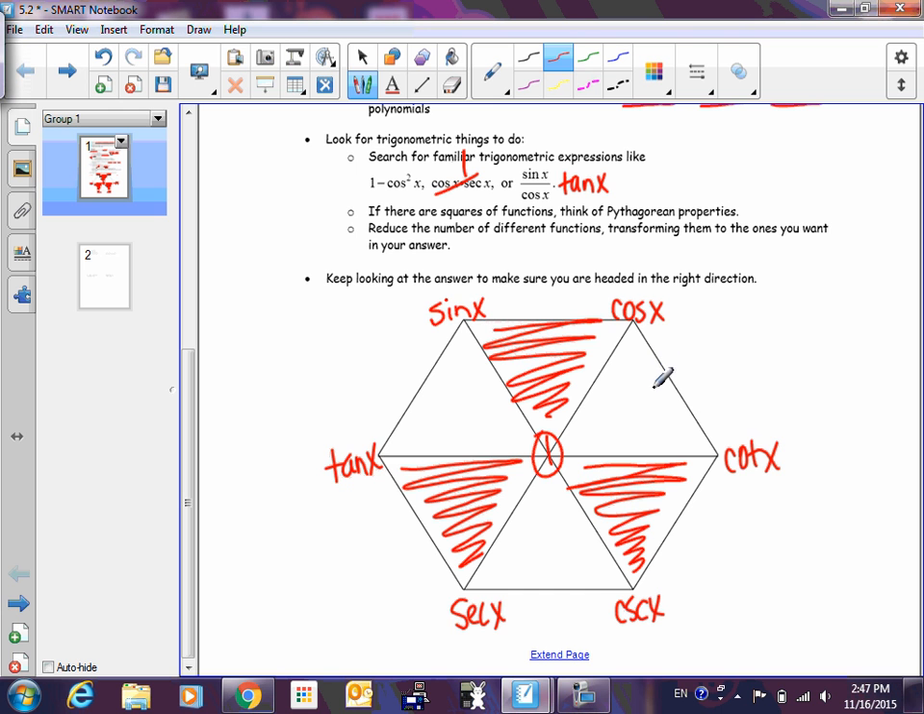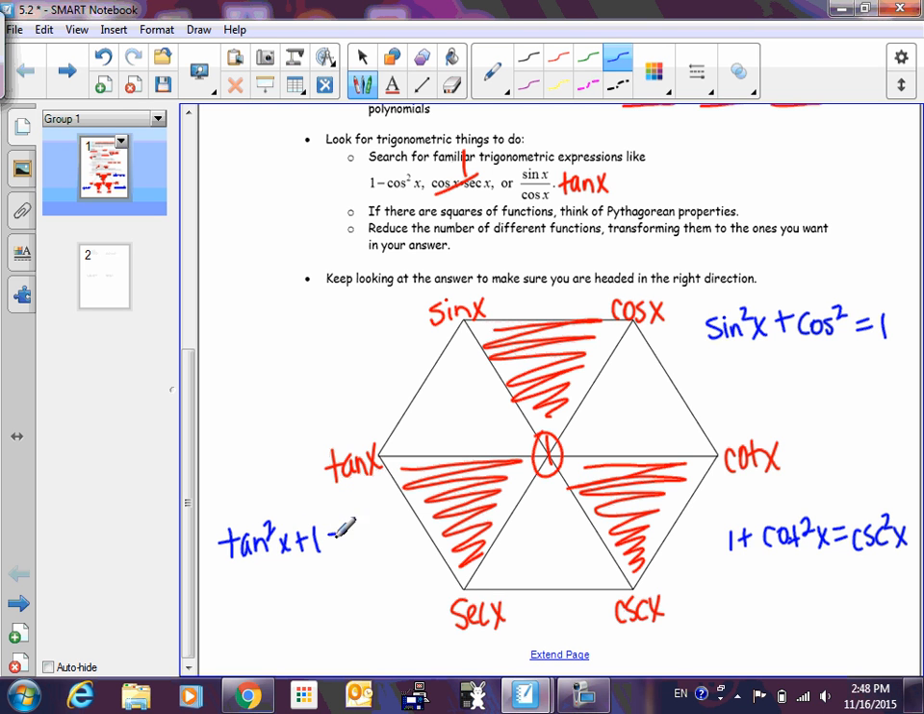The shading is to help you know the Pythagorean identities. So sine squared plus cosine squared equals 1. That's one of the Pythagorean identities. Down here, 1 plus cotangent squared equals the bottom, cosecant squared. On this shaded one, tan squared plus 1 equals the bottom, secant squared. You're welcome. And it only works on those three.